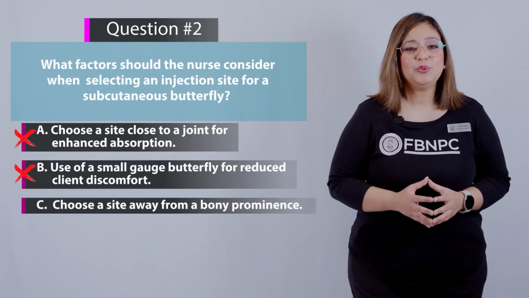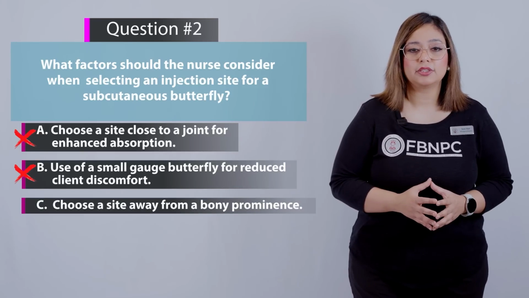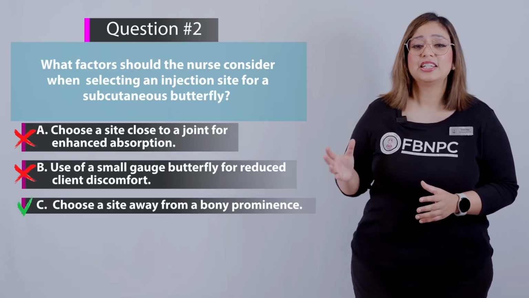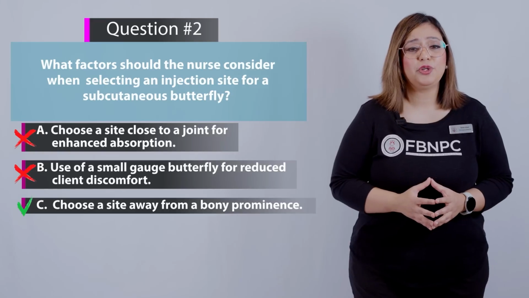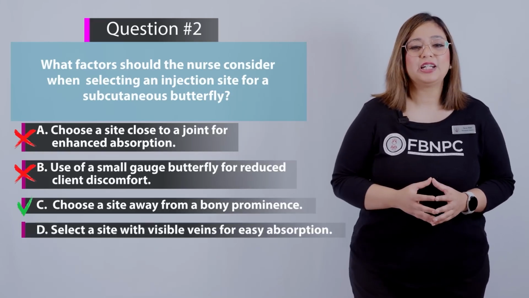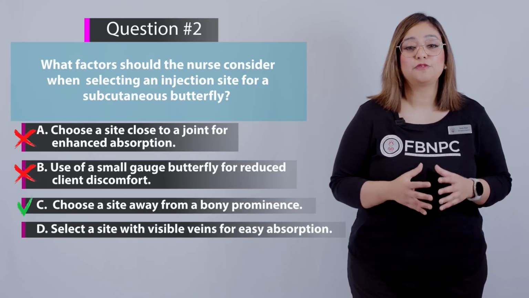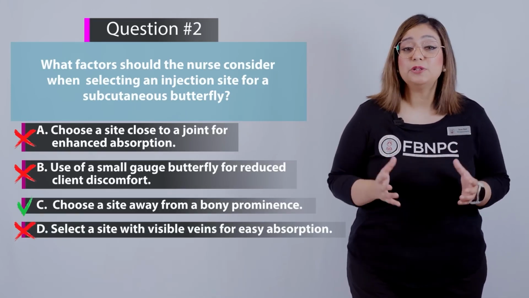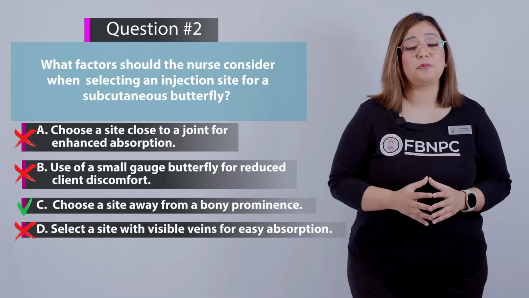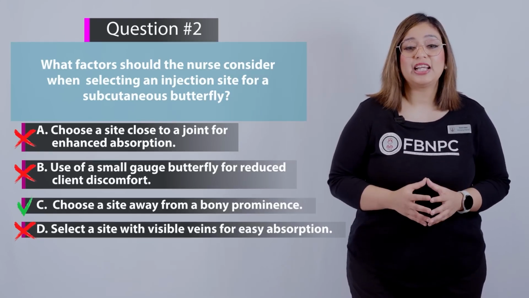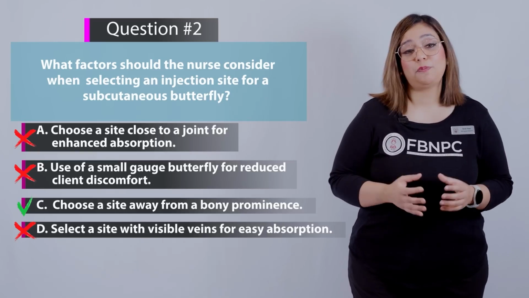Option C, choose a site away from a bony prominence. I think that seems very logical and correct because this is an important consideration when you are selecting the site for subcutaneous butterfly. Option D, select the site with visible veins for easy absorption. That is incorrect because visibility of the vein is not the primary consideration of subcutaneous butterfly sites. Proper technique and patient comfort are the most important factors in this site.